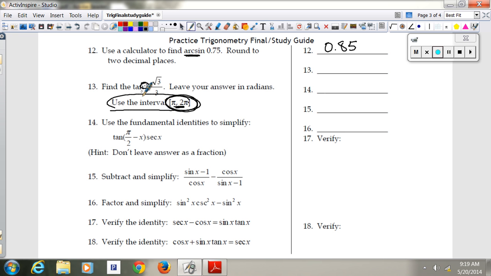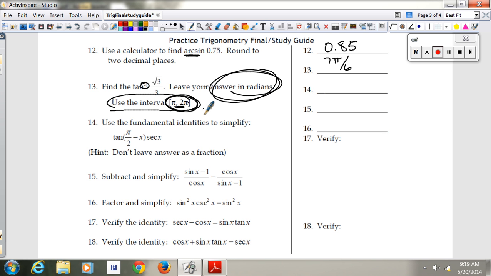Now, it wants you to find where the tangent is radical 3 over 3. So go down your tangent column. At the bottom of your chart, where is the tangent a positive radical 3 over 3? 7 pi over 6 is your answer. You're going to leave it in radians because it tells you radians. Look and see what it says. If it wouldn't have said anything, I would have probably put degrees because it had the -1. But it tells you radian, so you put radian.